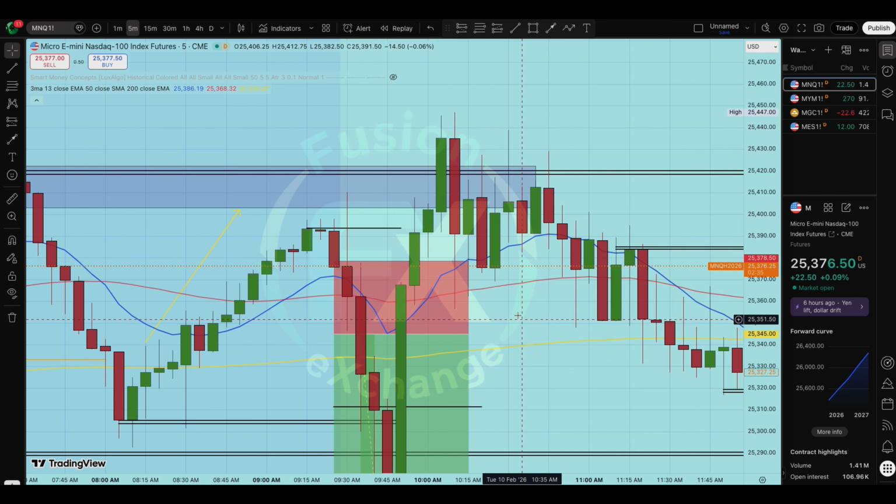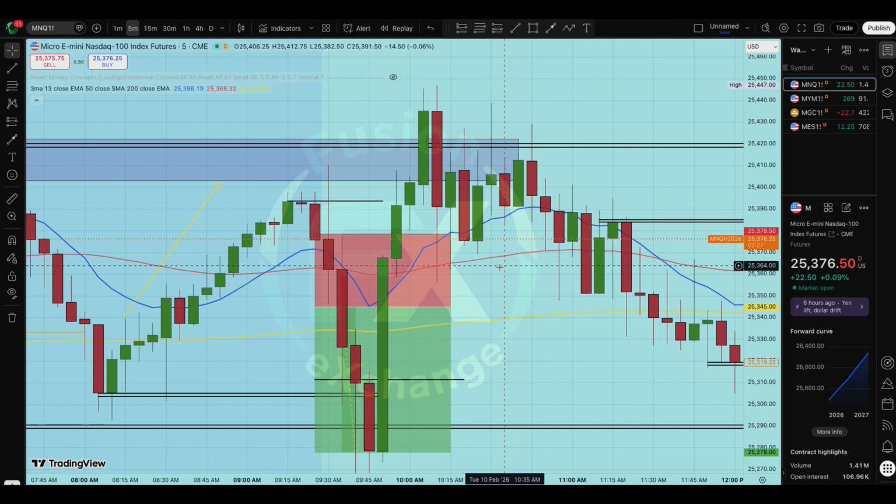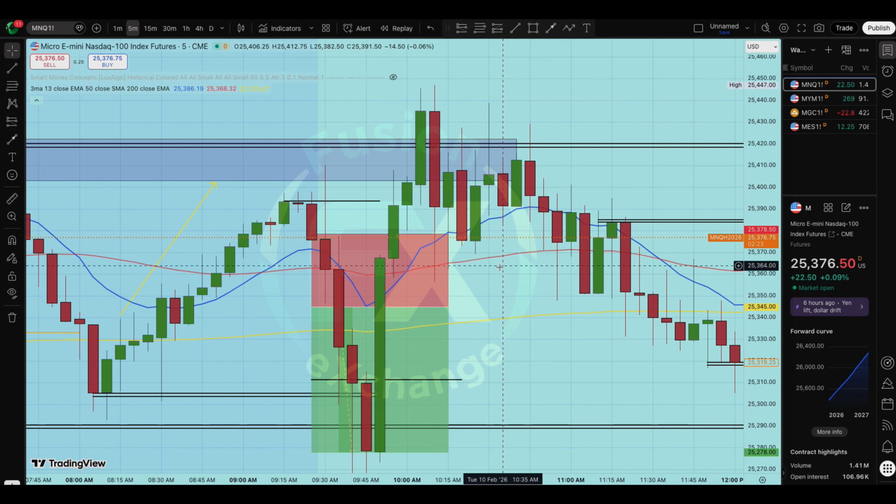So that's how I break down my chart, how I look for my setup, how I identify my zone, and the confluences I look for.